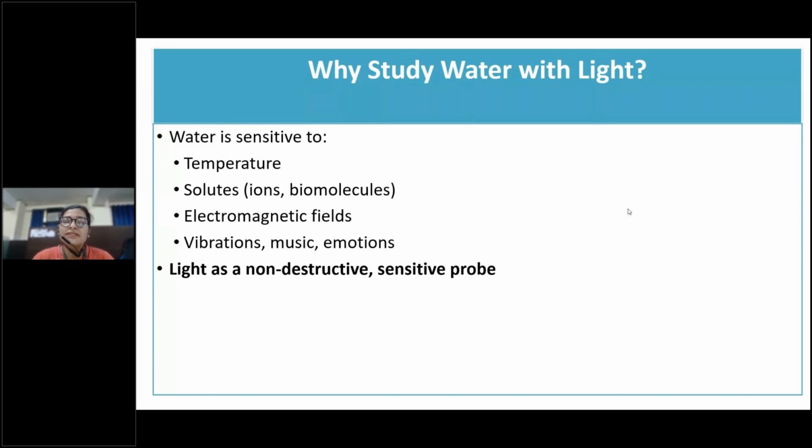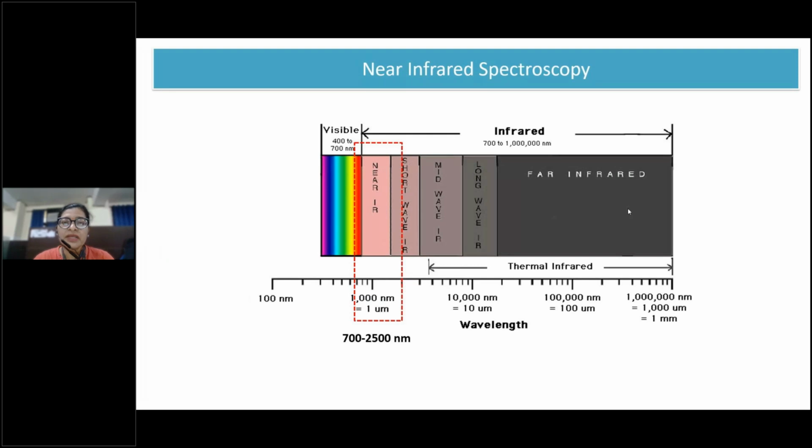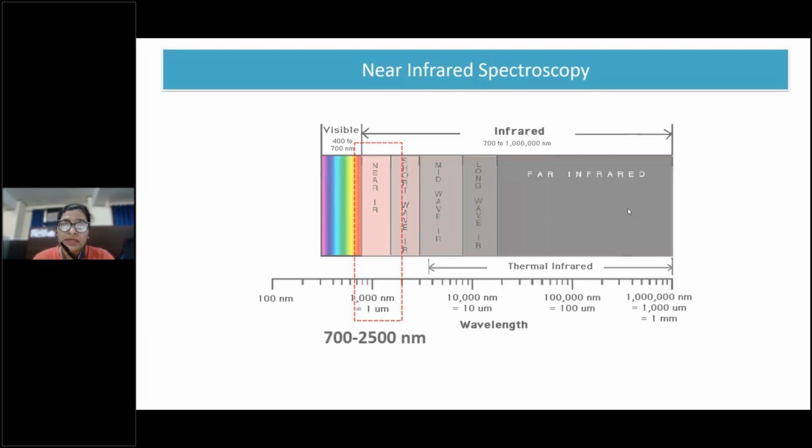It is sensitive to temperature, light, vibrations, sound, music, emotions, everything. And why light? Especially near infrared, because it is non-destructive in nature. It does not destroy the basic structure of the material on which it is falling.